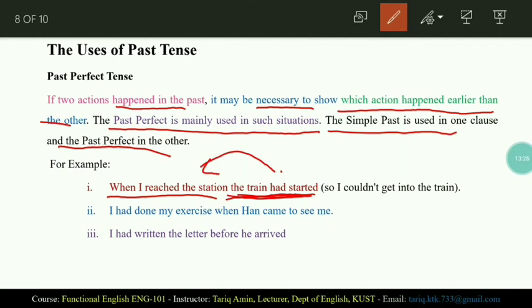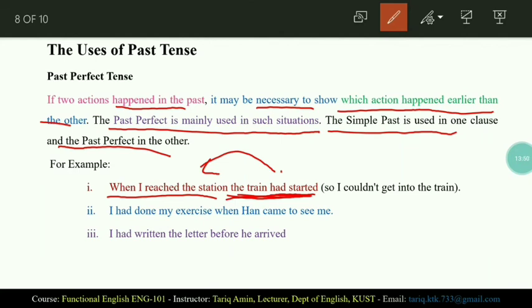So in such situations, it may be necessary to show which action happened earlier than the other. We can show such actions with the help of past perfect tense and simple past tense.